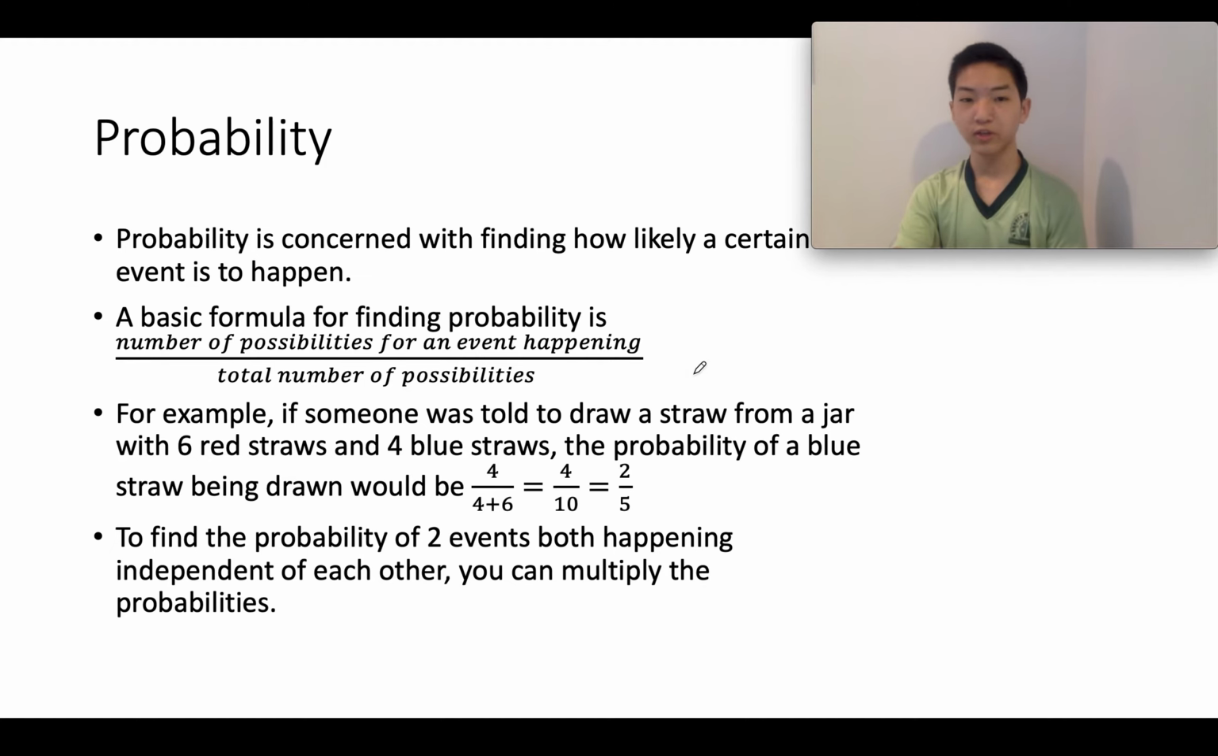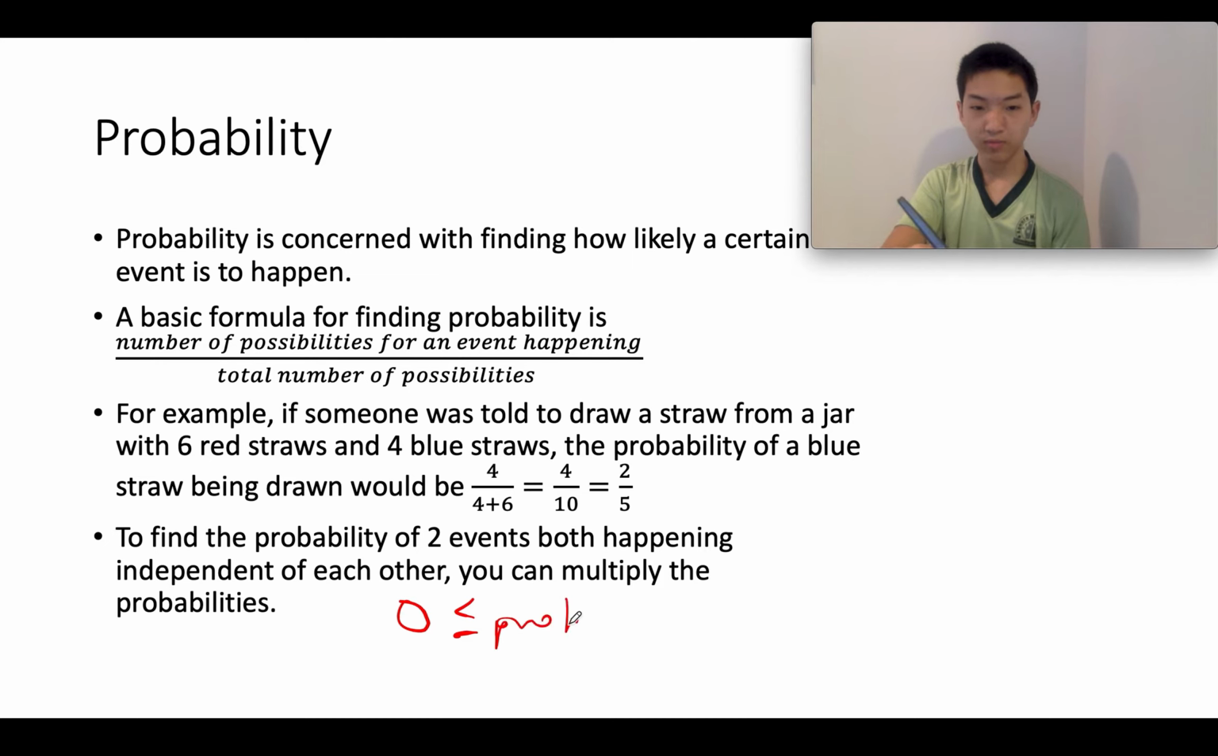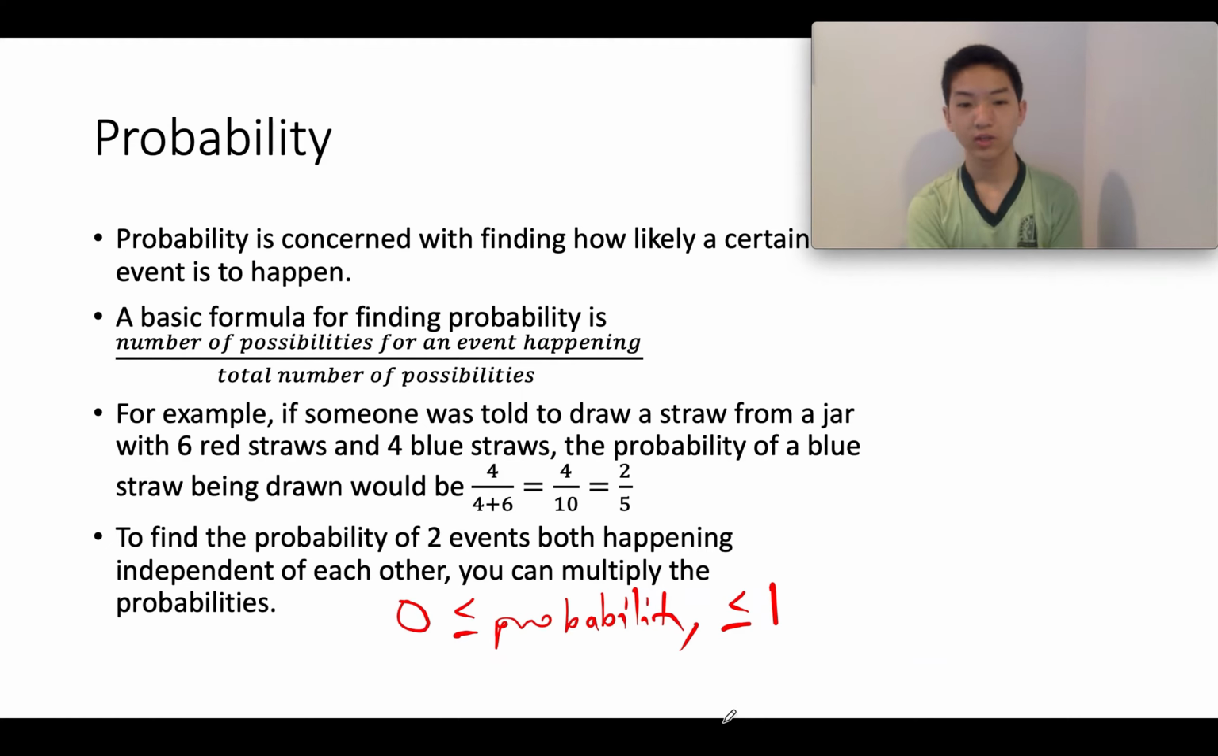And something else I want to go over is how probabilities can be represented. A probability will always be between 0 and 1. Now if you think about that, it makes sense because it doesn't make sense for there to be a negative chance for something to happen. And also it doesn't make sense for a chance for something to happen to be greater than 1, which is a guaranteed chance. I mean, how would something with a 100% chance work?